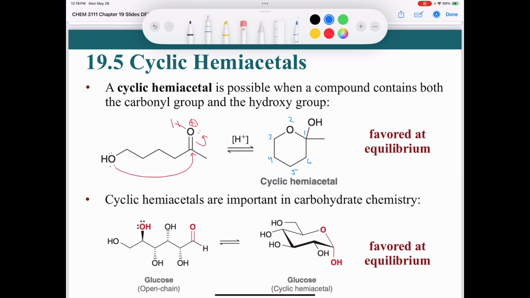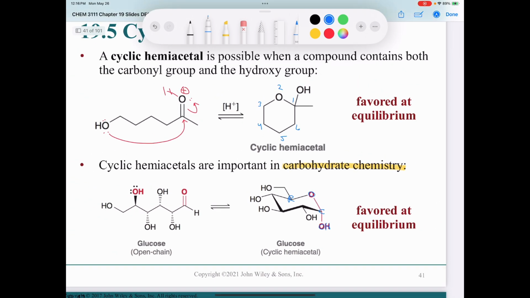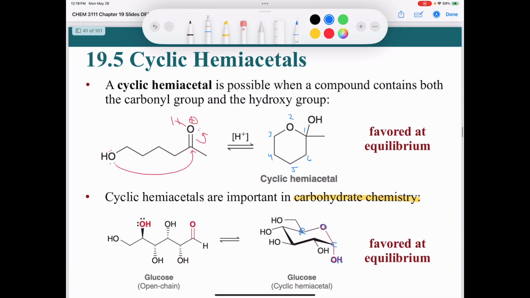And you remember that in organic chemistry, 5- and 6-membered rings are highly favored. And the reason that this is important is because carbohydrates, like glucose, actually are hemiacetals. Check it out. If you look at glucose, you see this carbon has OR on it, and then it has OH here. And so this is a cyclic hemiacetal. Glucose, which is the most common sugar on the planet.